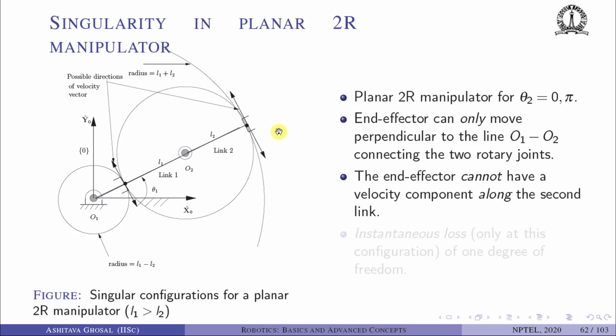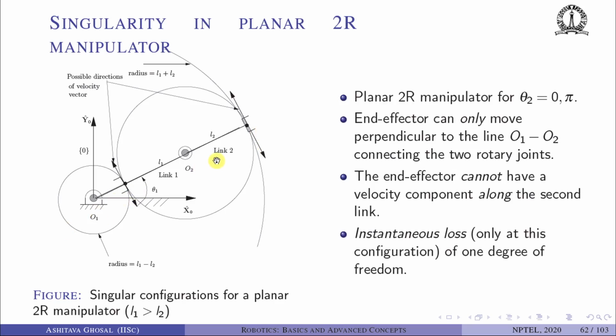So as a result, as you can clearly see, there is an instantaneous loss of 1 degree of freedom. The 2R robot has 2 degrees of freedom, but the end of the robot can only move tangent to the circle, perpendicular to the links, the line connecting the two origins.